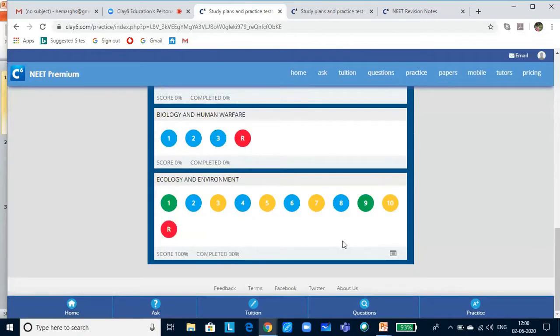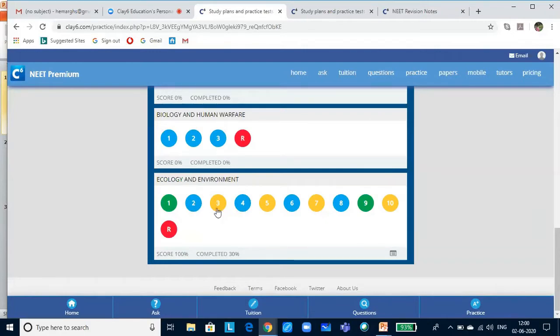Now you see a lot of colored bubbles. Each bubble represents a test. A green bubble represents that you have already taken the test and completed it. But if you want to practice again, you can visit the test any number of times. A blue bubble indicates that a test is yet to be completed and you have not done it still.